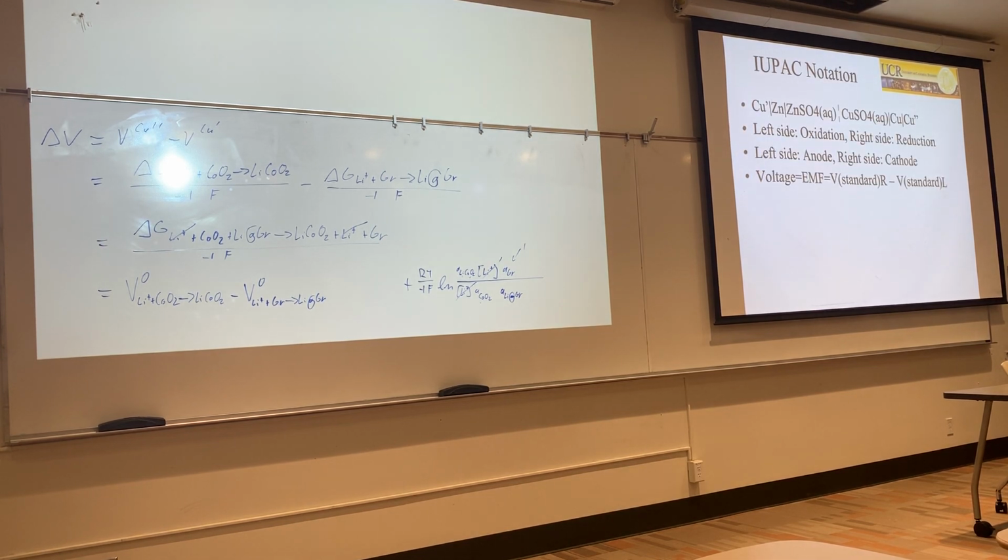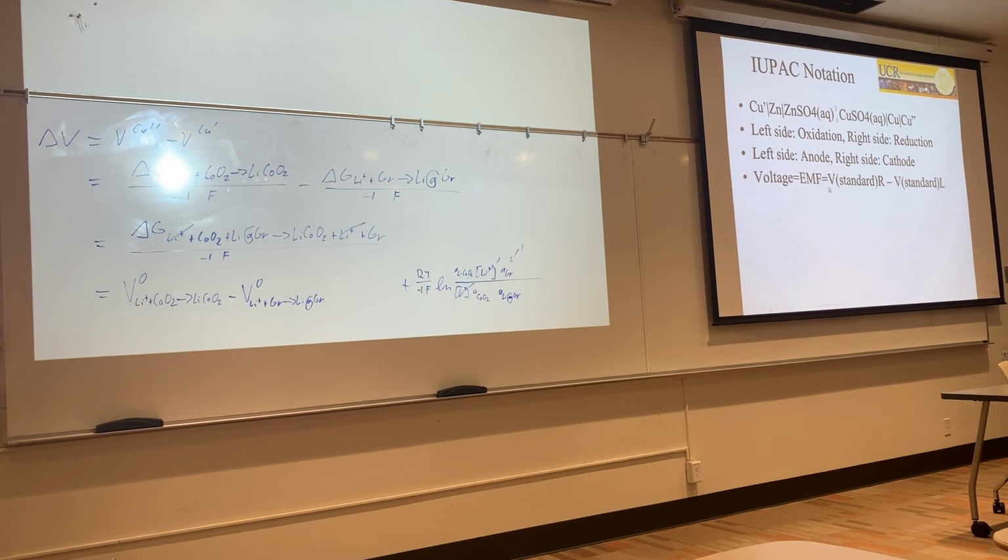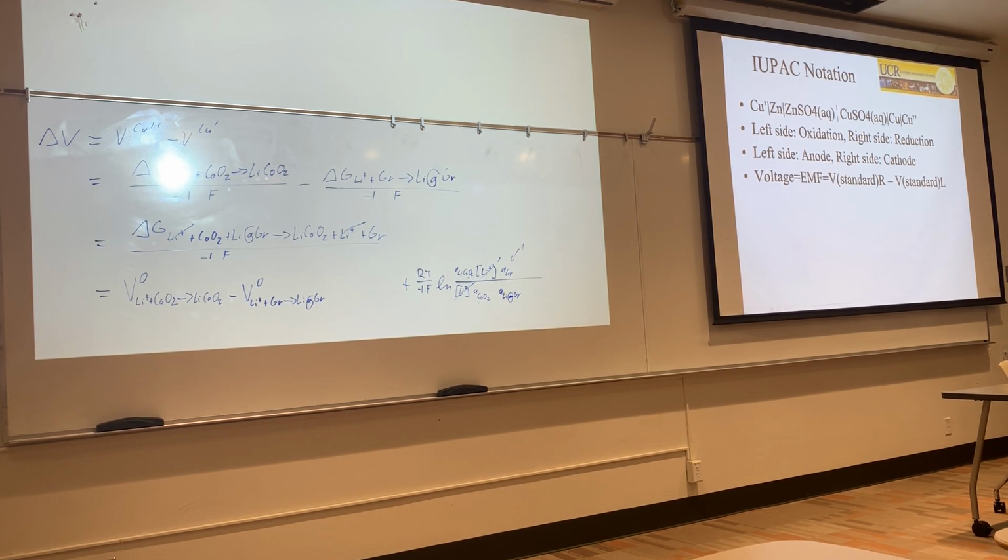So, as a reminder, IUPAC representation, oxidation has to be on the left-hand side. Reduction has to be on the right-hand side. Left-hand side is the anode, right-hand side is the cathode, and the voltage, the electromotive force, is the standard potential, and then any corrections from the Nernst equation.